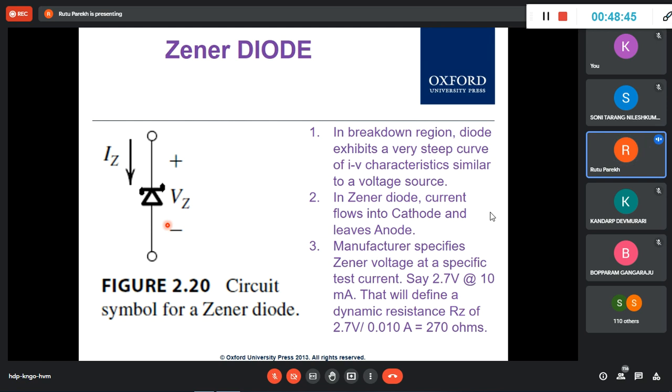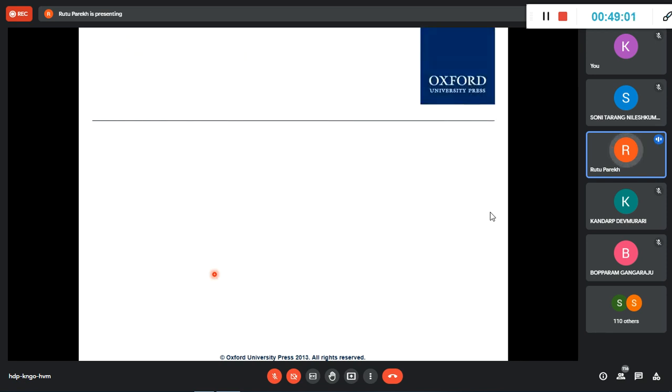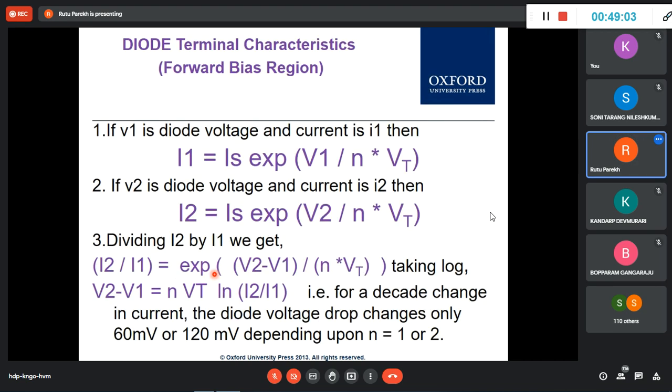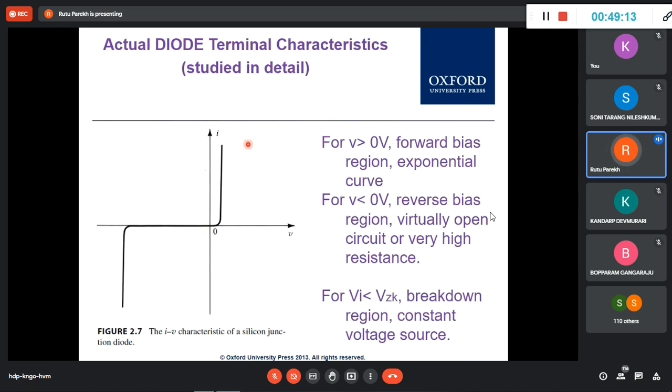But this guy is intentionally made to work in the reverse breakdown region, although it can operate in a forward region like the normal diode, and it will show you the same characteristics. Okay, it will have the same characteristics, but this is an expanded view. Once again, I'm telling, if you make that Zener also work in forward, it works this way only, but it is intended to work in the reverse breakdown region. And that's what we are going to understand today.